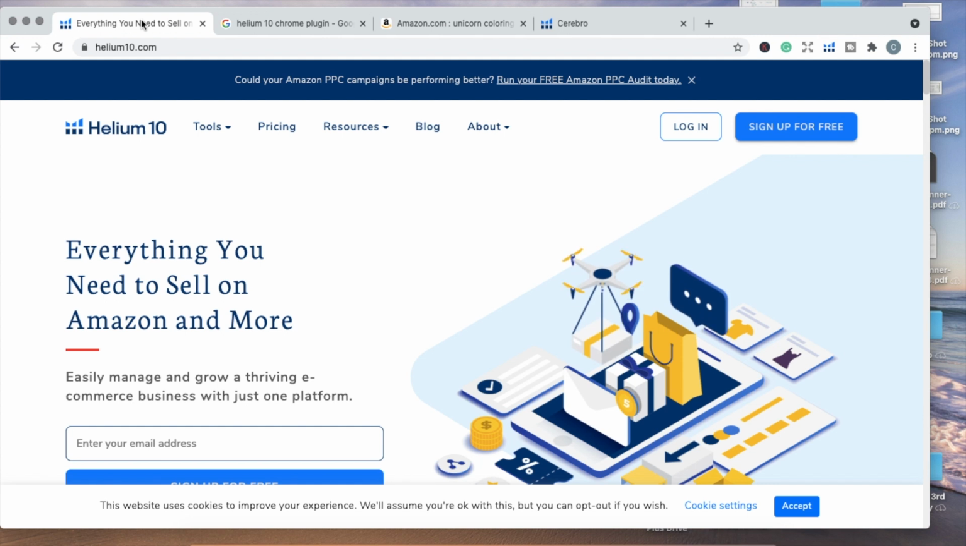Now, first of all, if you haven't got or used Helium 10 already, there are two versions. There is a free version and a paid version. You can do some limited searching. You can do 2 searches per day and get some limited information from the free version.